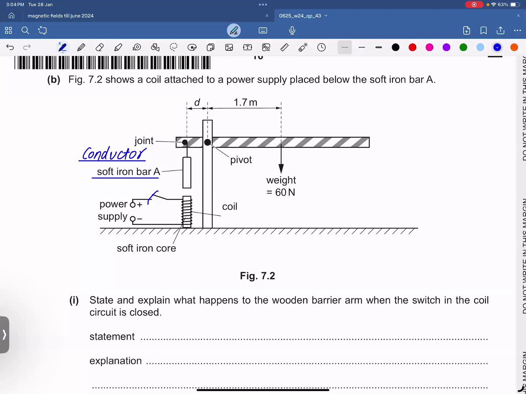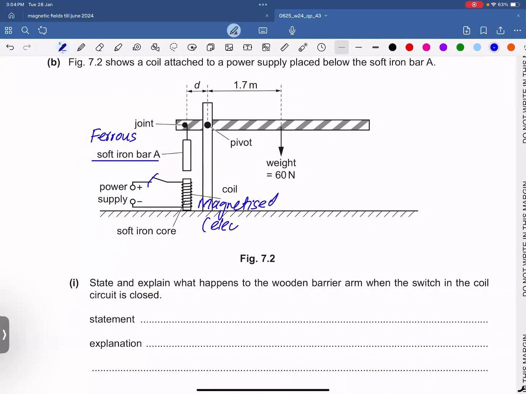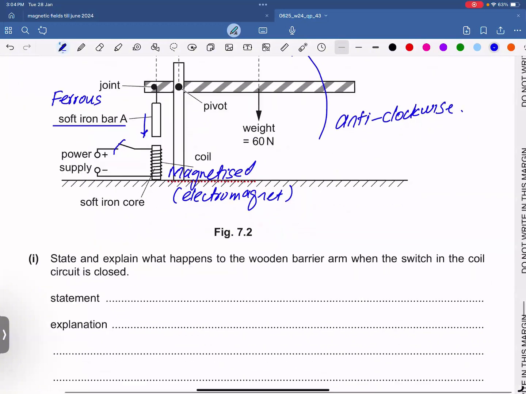So certainly when you close this, this is magnetized. And iron is a soft magnetic material or ferrous material. So when you close this, this coil is magnetized, like an electromagnet. It acts as an electromagnet, so this will attract this. When the iron is attracted down, what will happen to the wooden beam? It will rotate that way. So this is anti-clockwise. That's the answer.